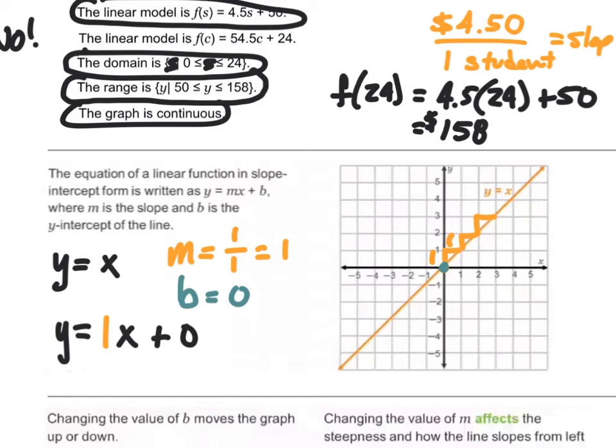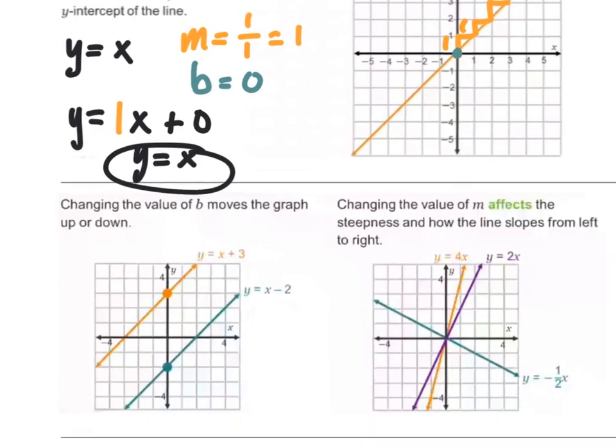Okay, so 1 times x is just x, and then you add 0 to that, you don't really need to write that, so you just get the equation y equals x. A lot of people have trouble with that because they see this and they're like, wait a minute, this is too simple. The idea is that it's supposed to be simple. It's just a straight line that has a slope of 1 with a y-intercept of 0.